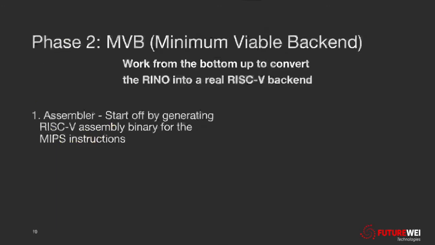And so phase 2 is what we call the minimal viable backend. We work from the bottom up, remembering the previous picture, to gradually convert the MIPS instructions into RISC-V instructions. We started off with the assembler. In the very first step, we actually kept the assembler API interface from MIPS, just the implementation of the assembler was actually generating the RISC-V encoding. And gradually, we even later changed the assembler API so that the code looked more and more like RISC-V code.